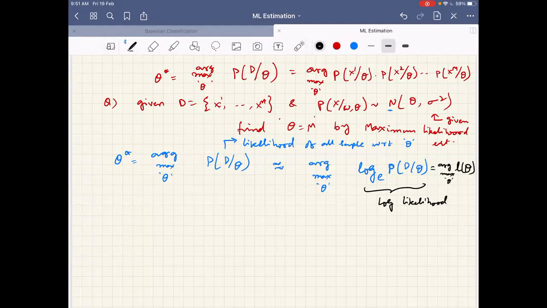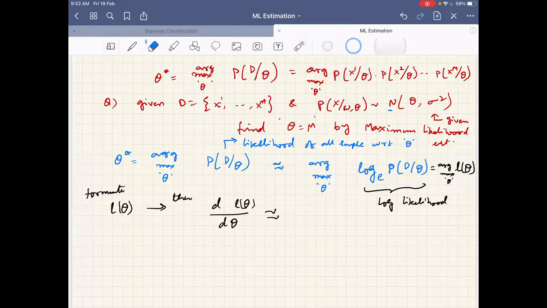So if you want to apply maximum likelihood estimation, the first step is to formulate L of theta. Then after formulating L of theta, you take d L of theta by d theta and equate that to 0 to find theta star. This is how the maximum likelihood solution is formed.